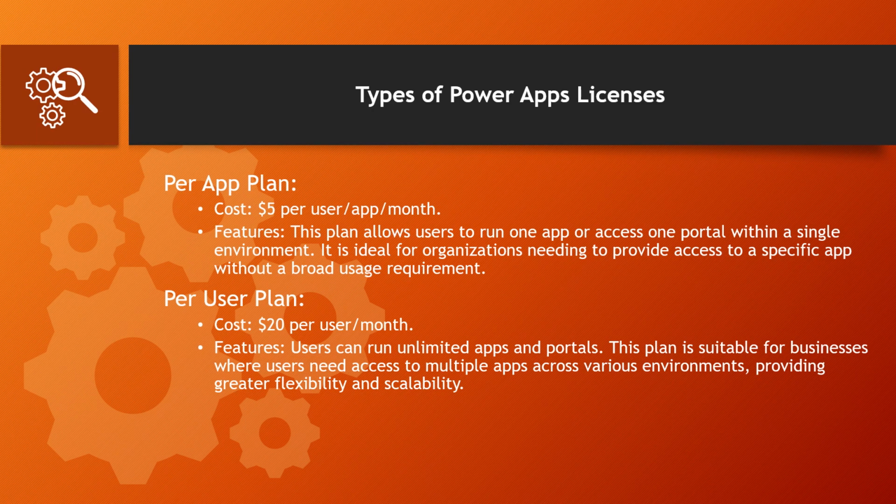Let's first understand what types of Power Apps licenses are available. There are four types of licenses that we can get for Power Apps. First is the Power App plan. For this, the cost is $5 per user per app per month.